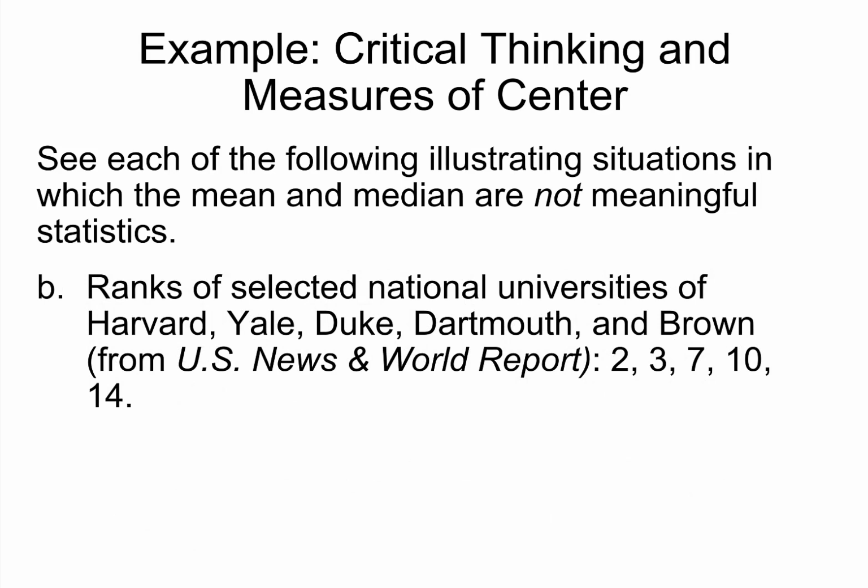The ranks of selected national universities of Harvard, Yale, Duke, Dartmouth, and Brown were reported as 2, 3, 7, 10, and 14. So we notice this is ordinal data, but taking a mean and a median here would not make any sense because we can't measure the difference between the rankings.